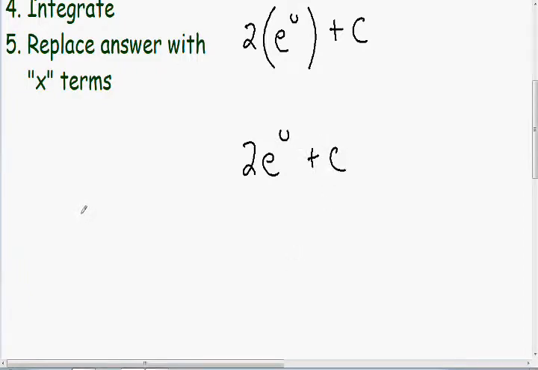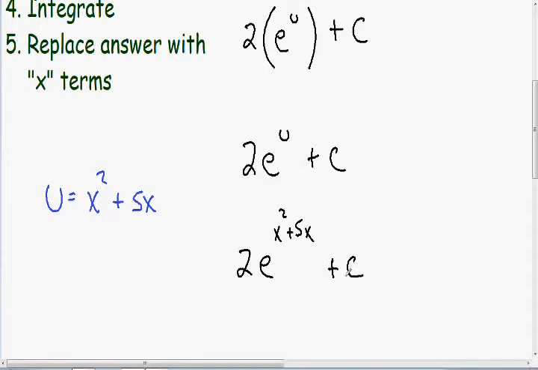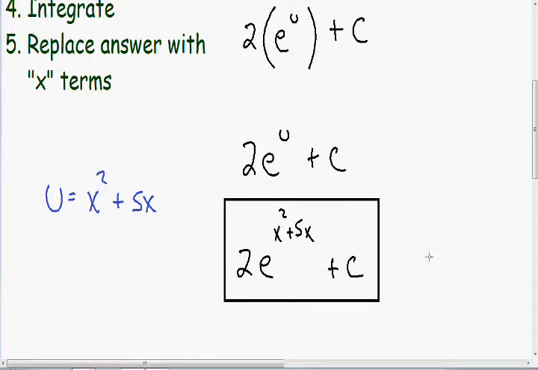So moving on to our last step, we need to have our answer in terms of x. So just to remind you from before, our u was equal to x squared plus 5x. So our final answer, instead of having an exponent of u, I'm going to replace the u with x squared plus 5x. And of course we can't forget about our c. Now we have completely integrated using u substitution.